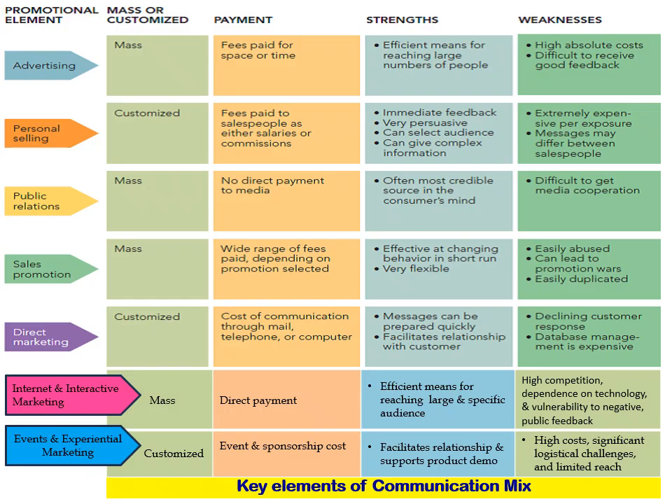Now on your screen you can see a comparative chart of different elements of the promotion mix or communication mix. You can see there are around 7 elements and there are 4 additional columns: mass or customization, payment or fee or expenses, and then strengths and weaknesses. Advertising is focused on mass audience, whereas personal selling is customized. Public relations and sales promotion are focused on mass audience. Direct marketing is customized. Internet and interactive marketing is focused on mass audience. Event and experiential marketing is customized. So the audience may be customized in case of personal selling, direct marketing, events and experiential marketing, whereas the mass audience could be addressed by advertising, public relations, sales promotion, and internet and interactive marketing.